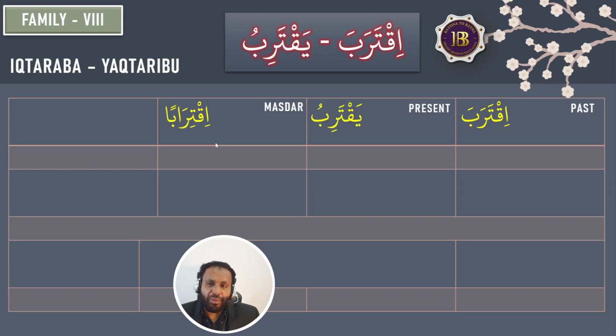So if qaf, ra, ba are root letters, all the members in this family are going to begin with alif, compulsory. Second, all the members of this family are going to have one extra letter, and that letter is ta. And that ta has to come after the first root letter.